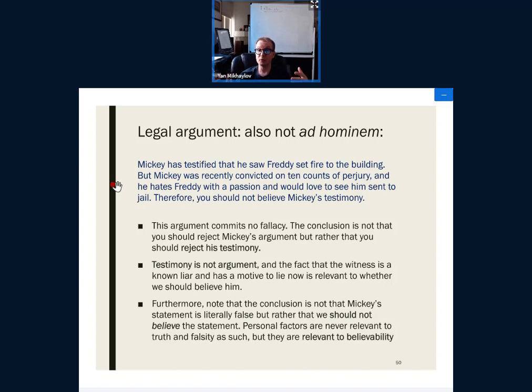Whether or not Mickey will benefit from the result of his testimony is relevant to whether we should trust Mickey. Note that Mickey is not even making an argument. He is just testifying to something he supposedly saw. And because we are taking his word as to whether or not he indeed saw that, we have every right to question whether he has personal motives and whether or not he is a trustworthy individual. So again, not a fallacy.